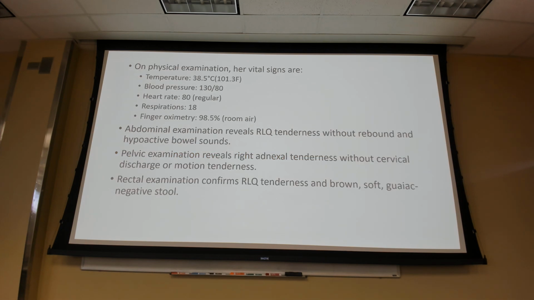Relaxing, good. All right, so here's our physical exam. So she's obviously got a temp, febrile, 101.3. How about the rest of those vitals? Does that look stable? Yeah, I'd say that patient's stable. So you got right lower quadrant tenderness without rebound, hypoactive bowel sounds. Your pelvic and rectal exam are unremarkable.